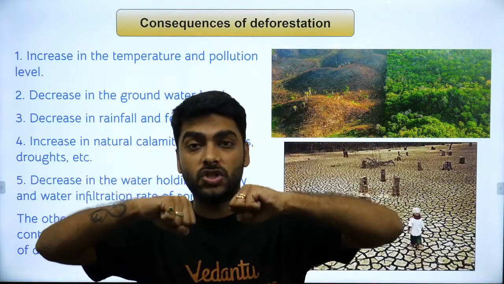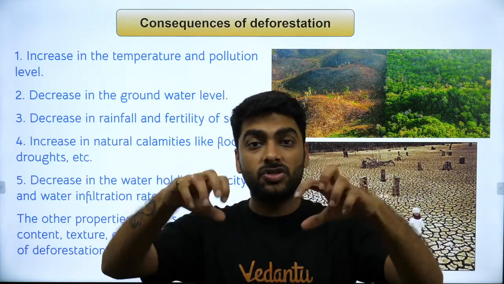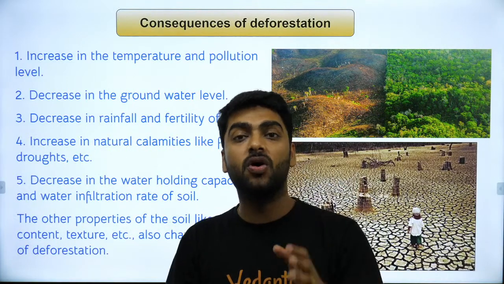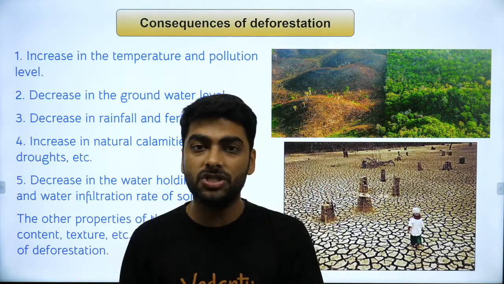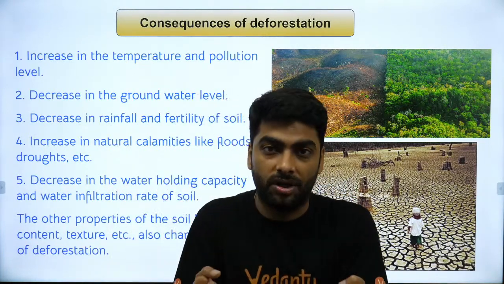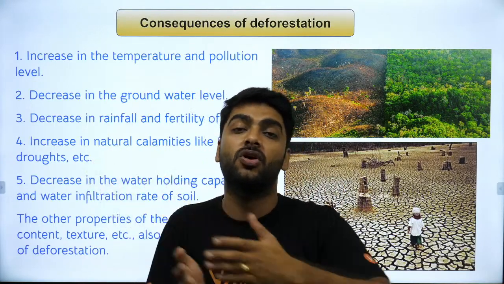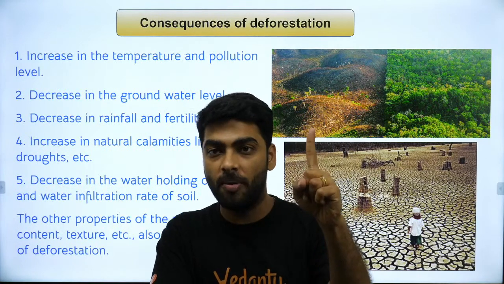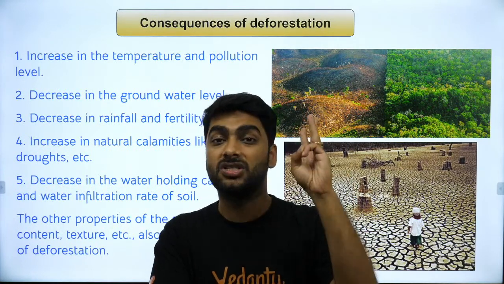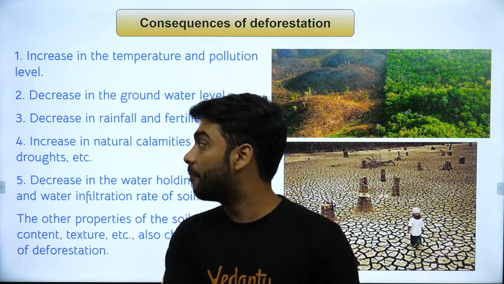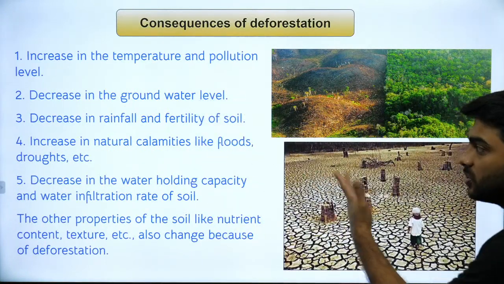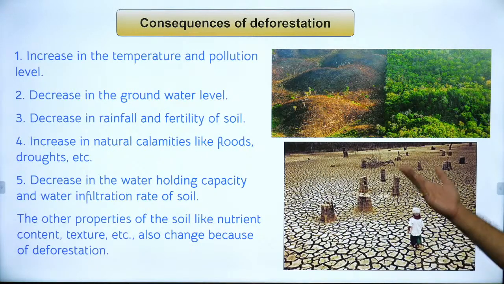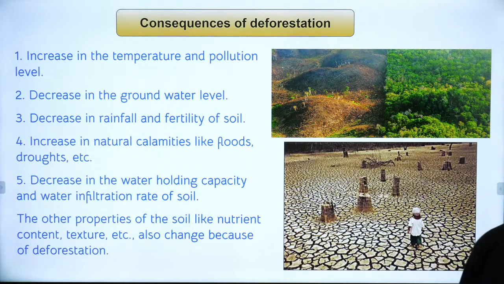Also, trees hold the soil. If there are no trees, the soil cannot be held. It will cause soil erosion, and because the soil is not there, nothing can absorb water, and because water will not get absorbed, it will cause a flood. So absence of trees can cause global warming, pollution, droughts, floods. Apart from that, it will reduce the fertility of the soil, water holding capacity, and groundwater level decrease. A lot of problems because of the absence of trees, right?